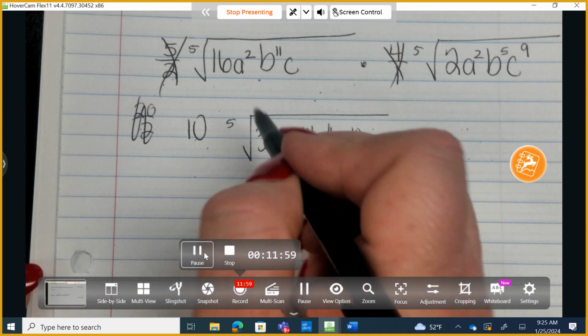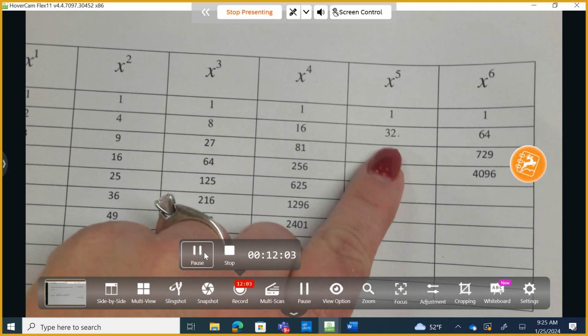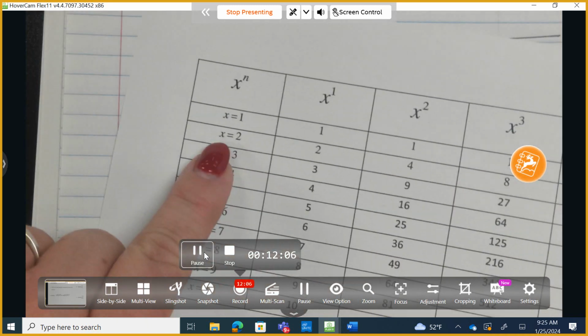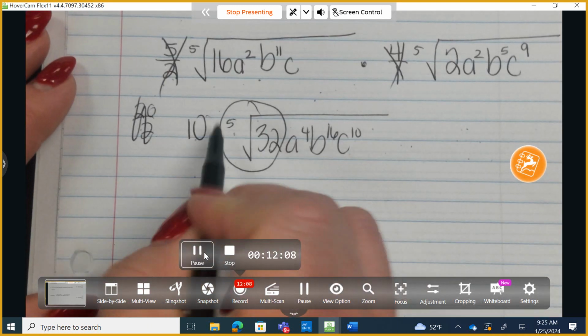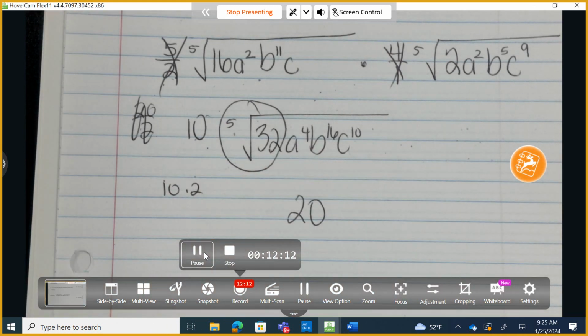Okay, here we go. So I'm going to look into column number 5, locate 32. I've done that. Go straight across, and it is 2. So this jumps out as a 2. 10 times 2 is 20. So I know I'm going to have 20 out front. Well, what is the next move after that?